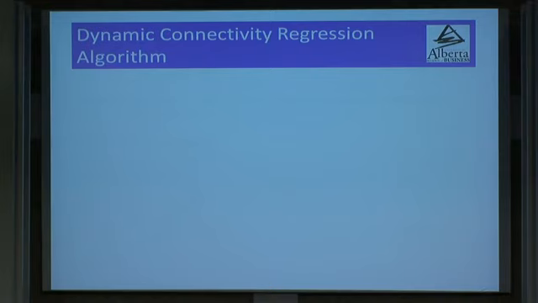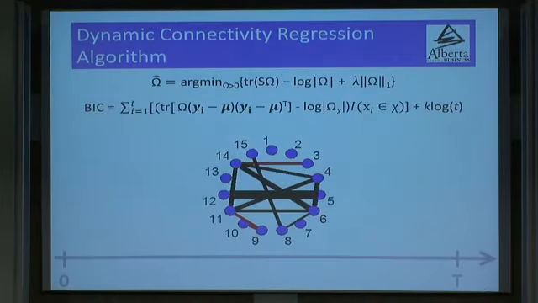So how does the DCR algorithm work? I'm going to go through this pictorially. Hopefully this is easier than going through it line by line. The first step is, again, assume that we have 15 ROIs, 15 time series. We estimate a graph for the entire time course.